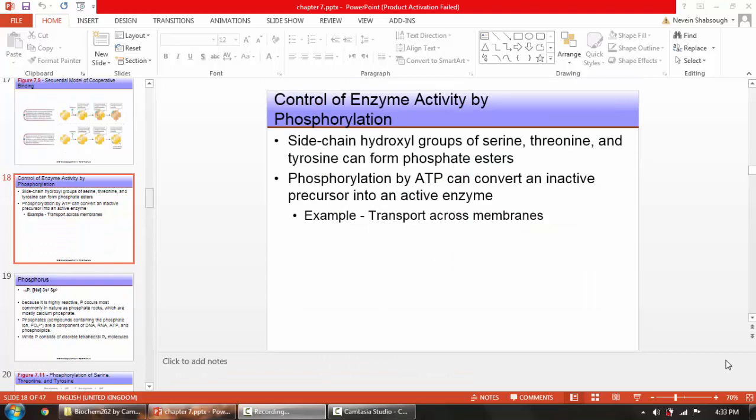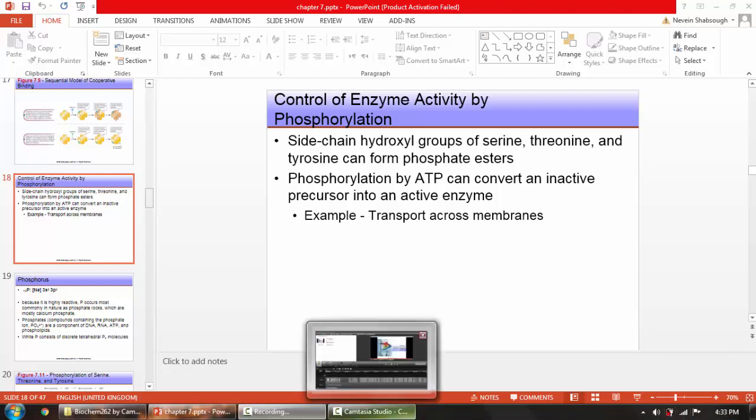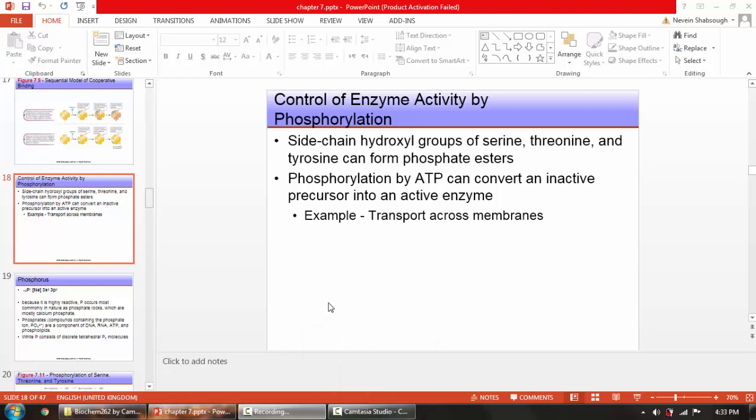Okay, now we want to talk about control of enzyme activity by phosphorylation. Many enzymes have side chain hydroxyl groups, serine, threonine, and tyrosine, and these hydroxyl groups can be phosphorylated by ATP. This phosphorylation, which is also called covalent modification, can convert an inactive enzyme into an active one. But not always, because for other enzymes, dephosphorylation activates the enzyme. Now, examples.